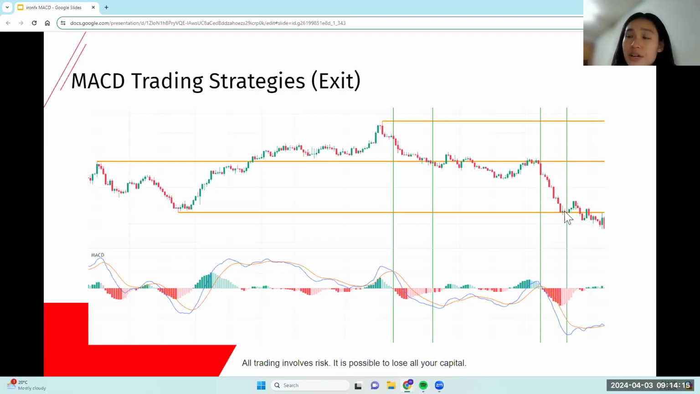Also between these two areas, from this resistance to the support level is giving us a bearish signal. And we can see that once price rebounds off of this level, that's our sign to exit.